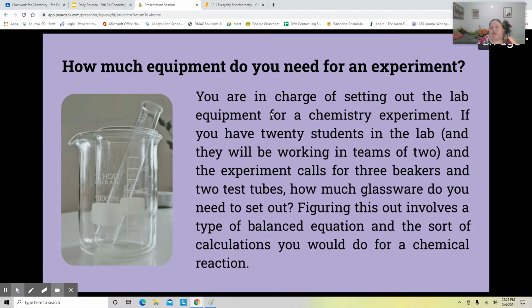Well, that's 15 groups, and I need 3 beakers for each group. So 15 times 3, what is that? 45 beakers. And 15 groups times 2 test tubes, that's 30 test tubes. So there I go back to the storage room to go and find beakers and test tubes. And you got to remember, students break those things all the time. So beakers can sometimes be hard to find.